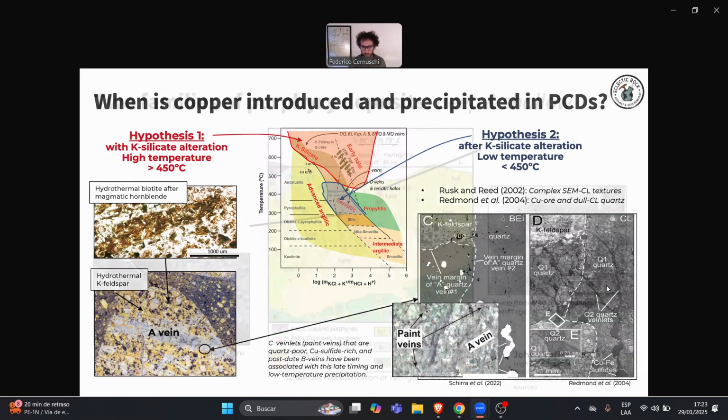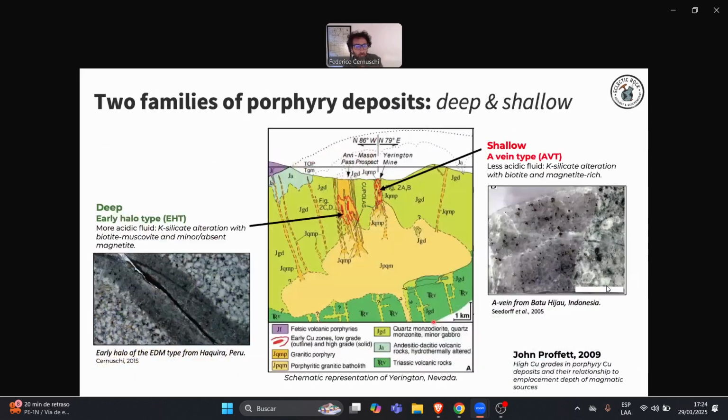So to discuss this, we need to understand different vein types in porphyries. And I'm going to start by talking about two types of porphyries. There are many ways of differentiating families or subgroups of porphyries. We're going to talk about this in terms of depths of formation or emplacement. This is after work done by John Proffett. You can see this is a cartoon from Yerington.